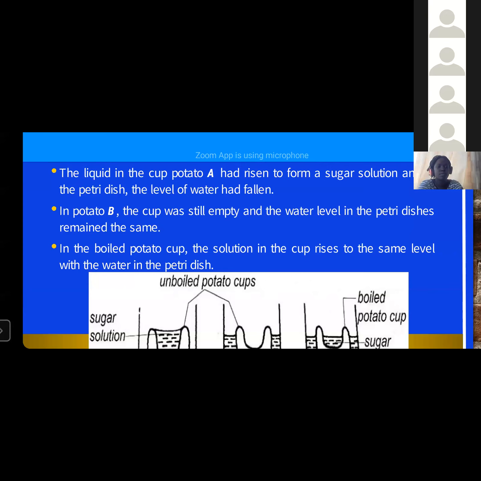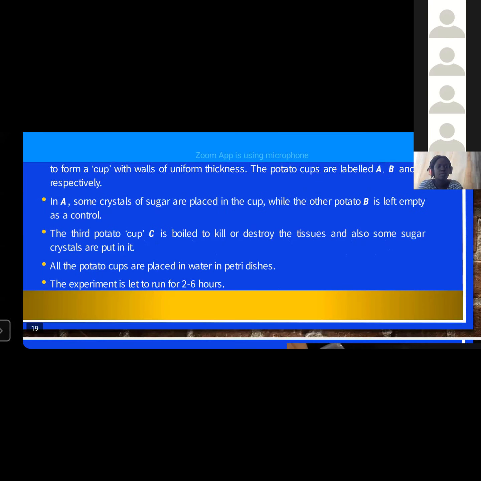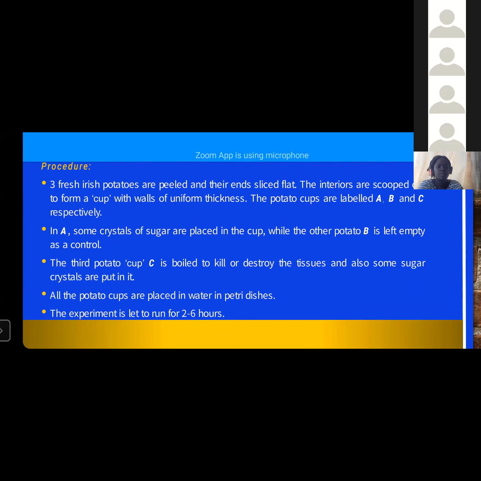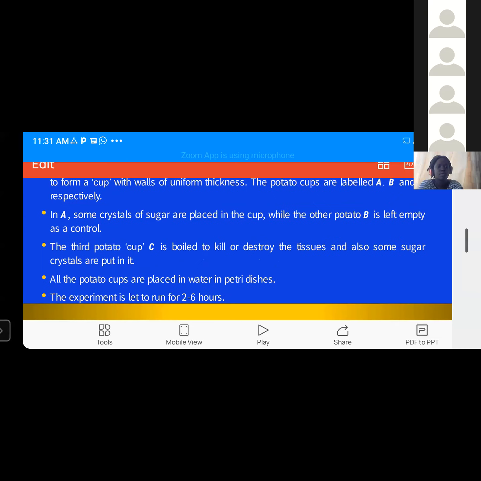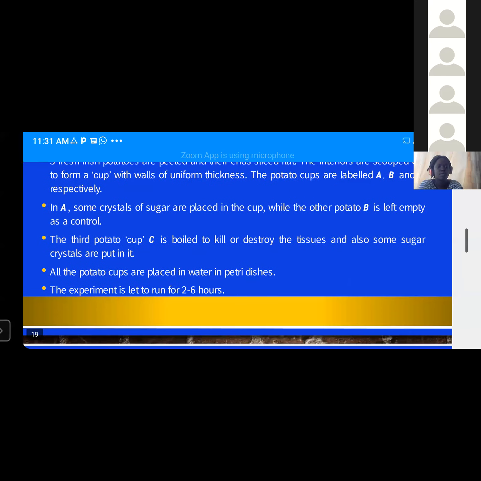What you use, of course, for peeling, petri dishes or beakers, sugar or salt, and water. And so the procedure is you have to peel. Make sure you remove the cork. You are removing the outer part so that water can easily move. Then you set up the experiments as shown.